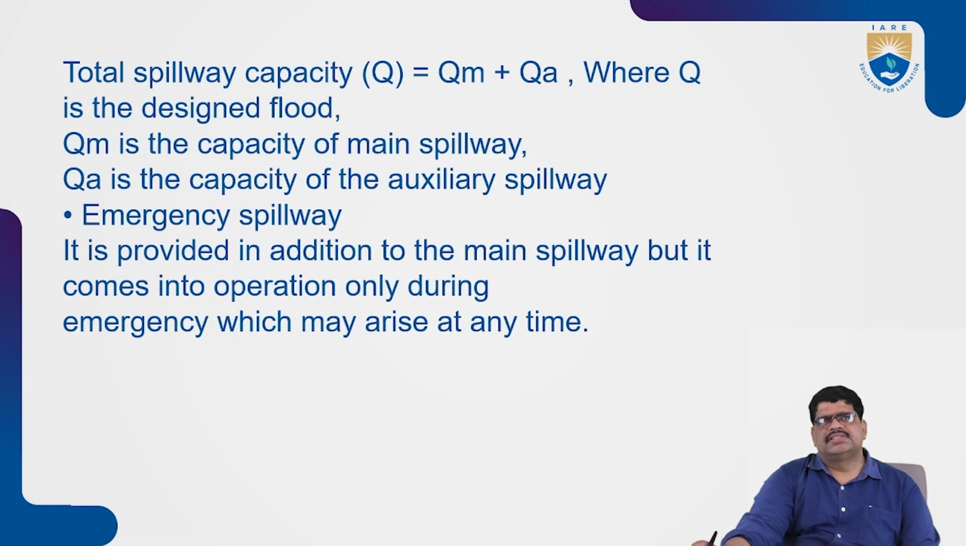Next, the third one is total spillway capacity: Q is equal to QM plus QA, where Q is the discharge of the floods which come. QM is the discharge capacity of the main spillway, and QA is the capacity of the auxiliary spillway. That's why we have to provide QA. Next, emergency spillway. It is provided in addition to the main spillway, and it comes into operation only during emergencies. The emergency spillway may be arranged as any type.